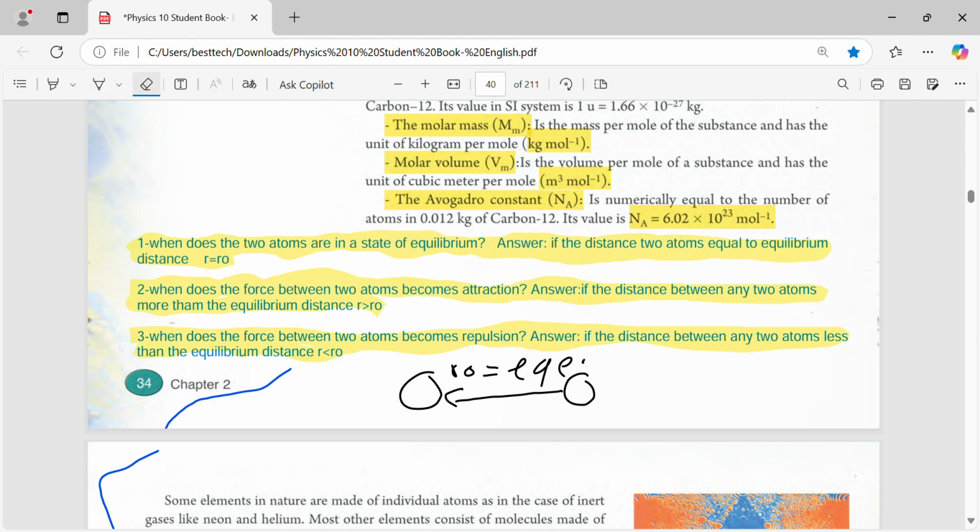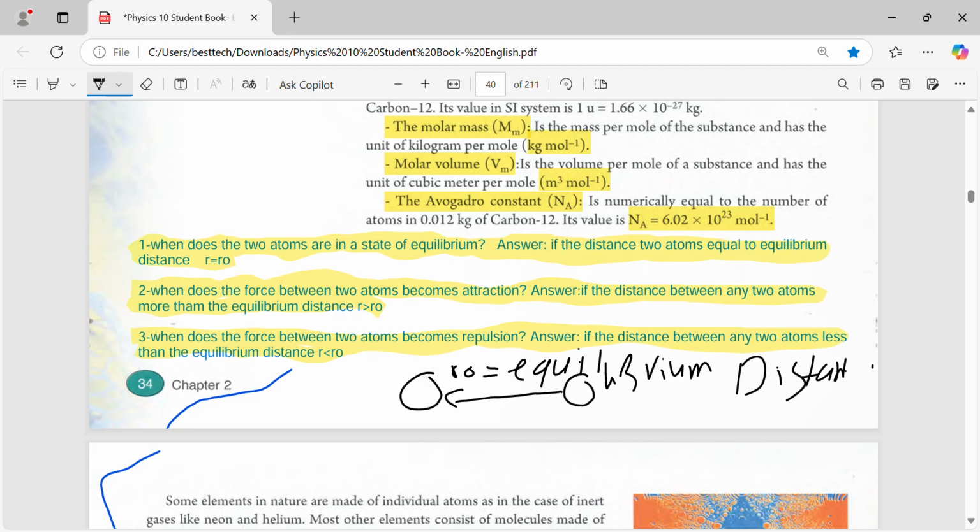Oh my god, my spelling is wrong. Let me fix it. Equilibrium distance, the distance between the molecules. The distance between the molecules is called equilibrium distance, guys.